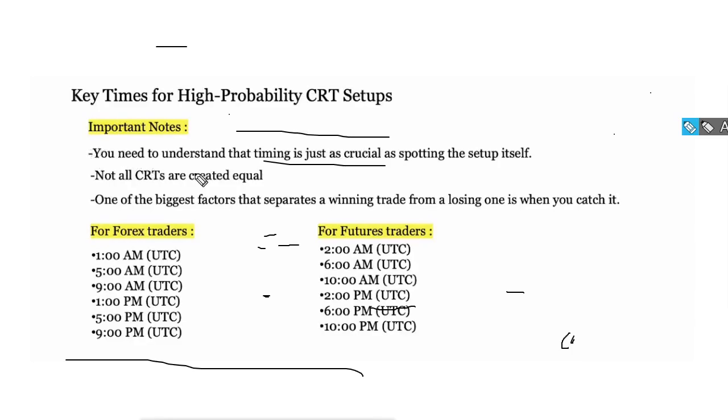Important note, you need to understand that timing is just as crucial as spotting the setup itself. Timing is very, very important, the same way the setup is important. Not all CRT are created equally. You need to know this. One of the biggest factors that separates a winning trade from a losing one is when you catch it, at the right time.